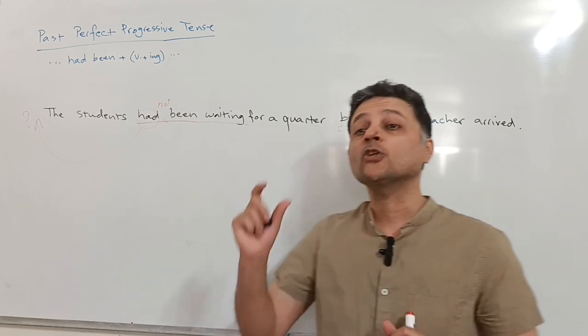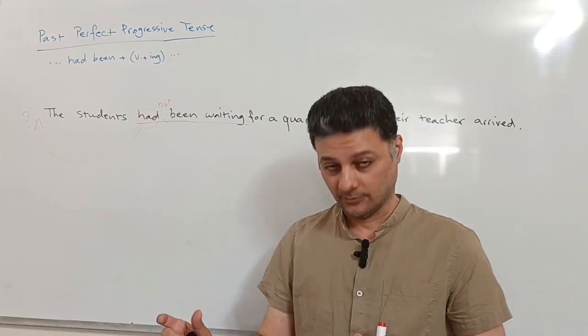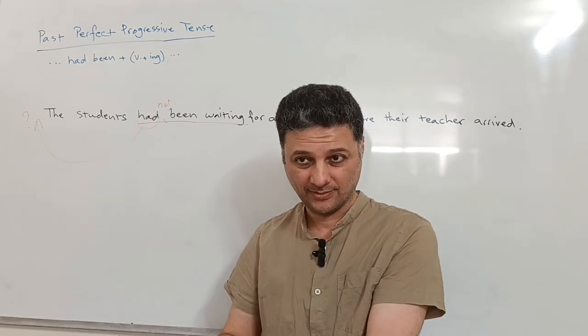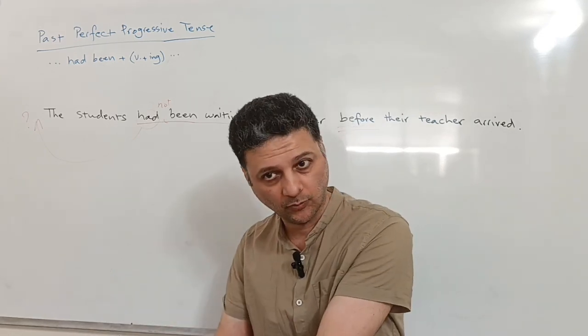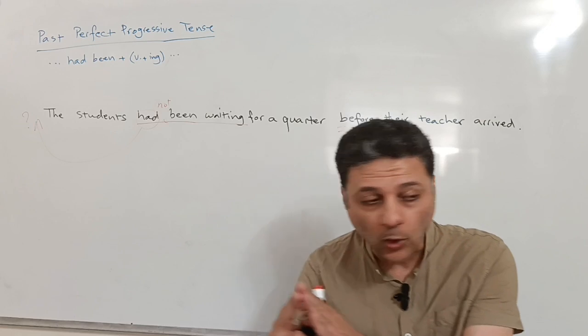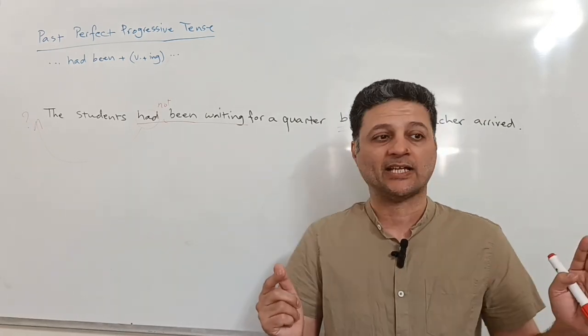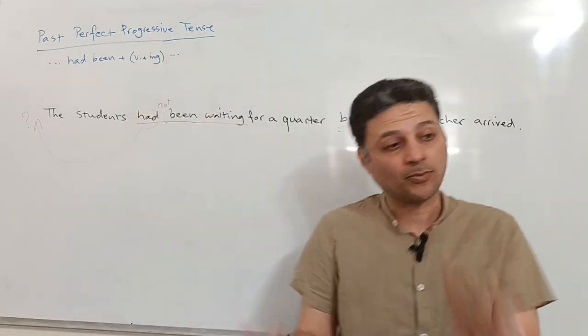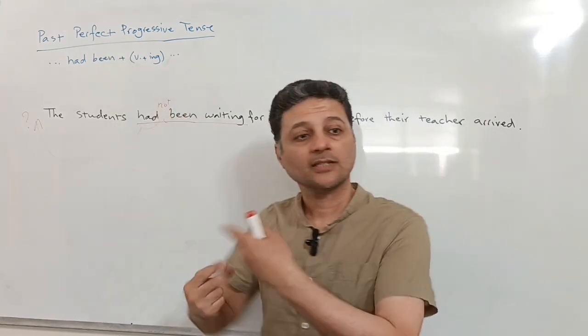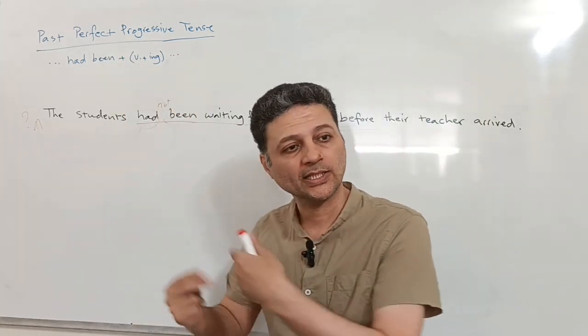Okay? Not only earlier, right? It has been completed. The action has been completed before, right? But also it was an ongoing action. It was a continuous action. So that's why we use the progressive part of it. Perfect, completed, progressive, ongoing, continuous.